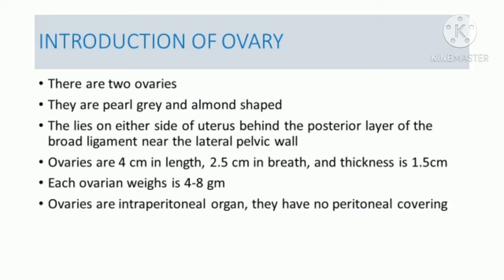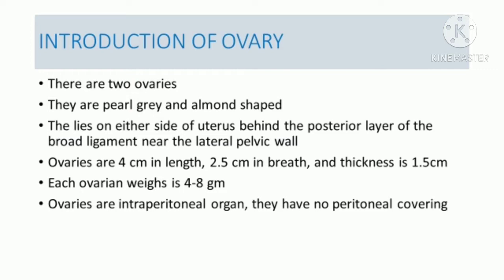Introduction of ovary. There are two ovaries. They are pearl gray and almond shaped. They lie on either side of the uterus, behind the posterior layer of the broad ligament, near the lateral pelvic wall. Ovaries are 4 cm in length, 2.5 cm in breadth, and 1.5 cm in thickness. Each ovary weighs 4 to 8 grams.